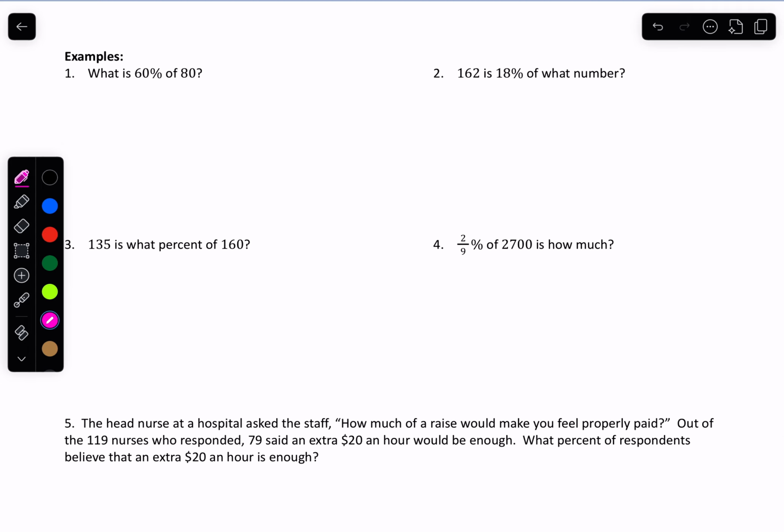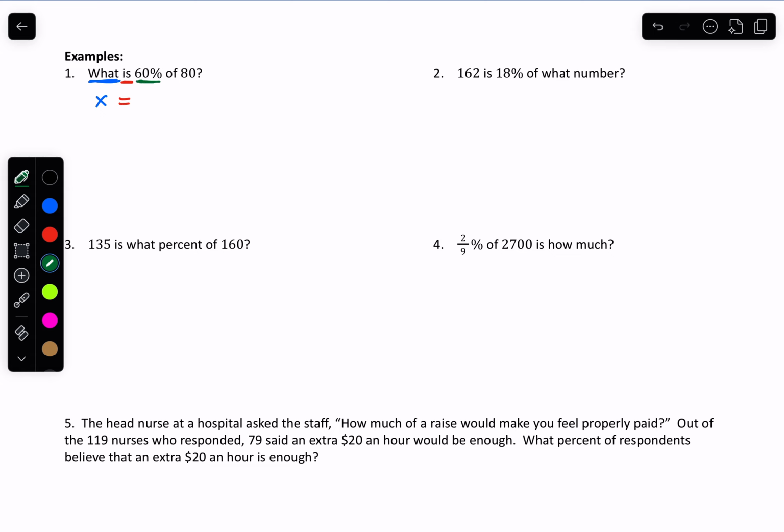What we're going to be doing is translating to an equation and then just solving that simple equation that we end up with. So for number one, we have what is 60% of 80? The words "what is" are an unknown. We don't know what it is, so we will call that x. The word is translates to equals.